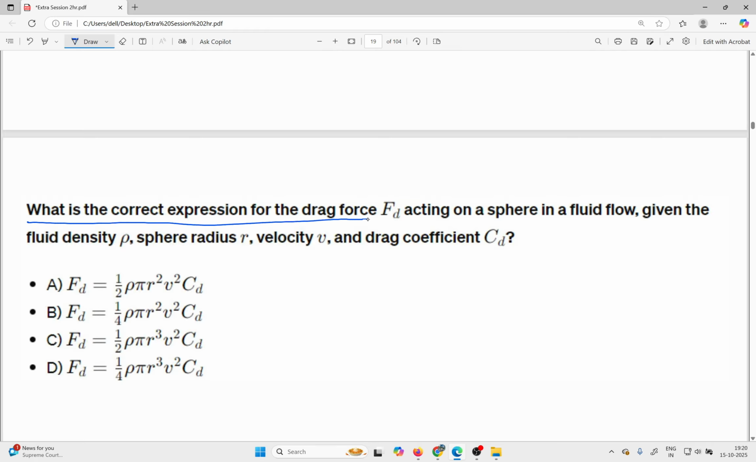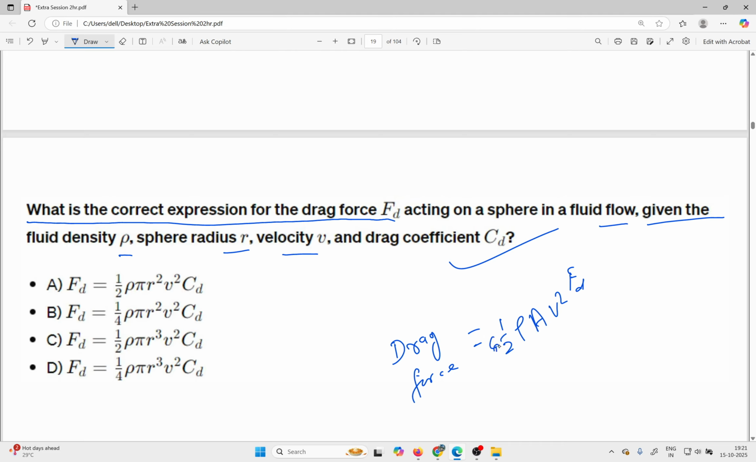What is the correct expression for drag force F_D acting on a sphere in a fluid flow, given the fluid density rho, sphere radius r, velocity v, and the drag coefficient C? So what will be the correct one? So you know already the drag force is nothing but C_D half rho A V square.